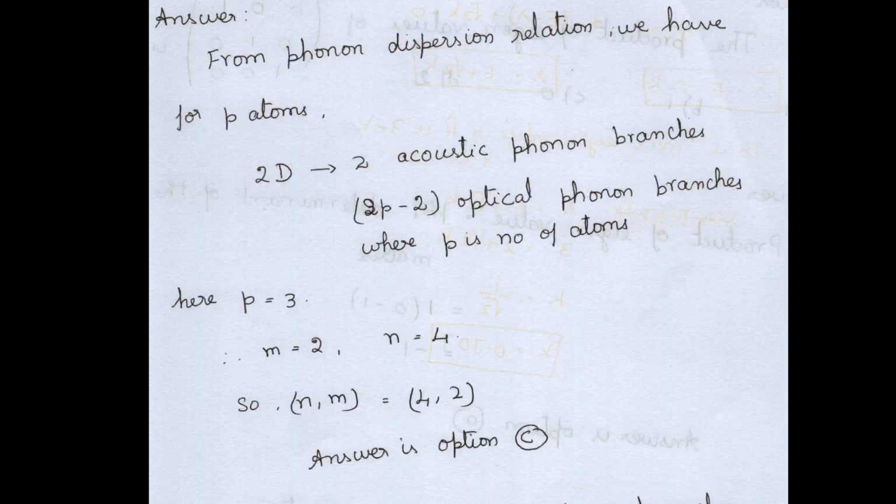So in this question they have given p is equal to 3. So acoustic branches m will be 2 and allowed optical branches n is equal to 4. So n comma m is equal to 4 comma 2. Answer is option C.